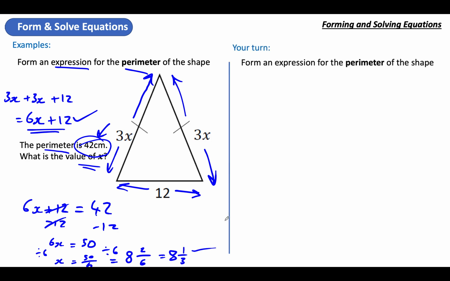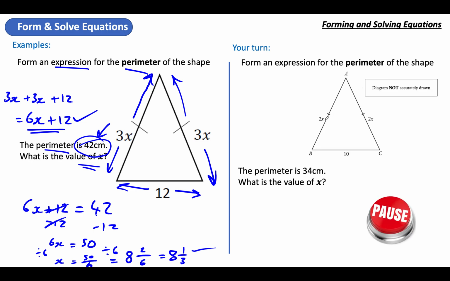Okay, I want you to have a go. Your turn. Same thing. Write an expression for the perimeter, then use this bit of information to write an equation, and then solve it to get the value of x. Pause. Really do have a go. Don't just skip this bit. Have a go. See if it matches my explanation.